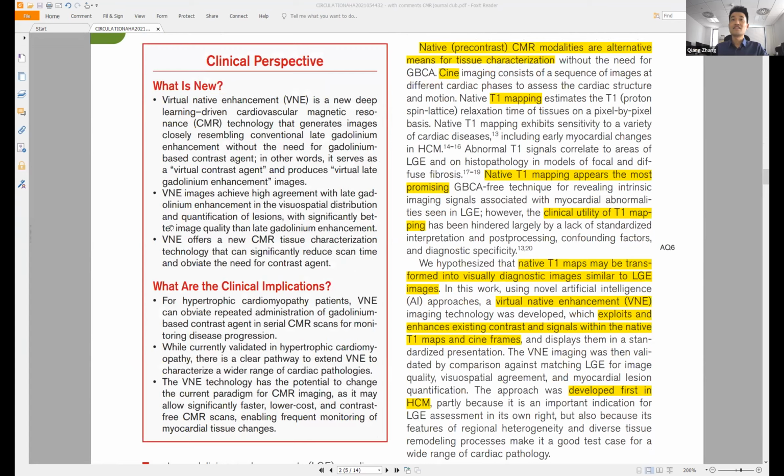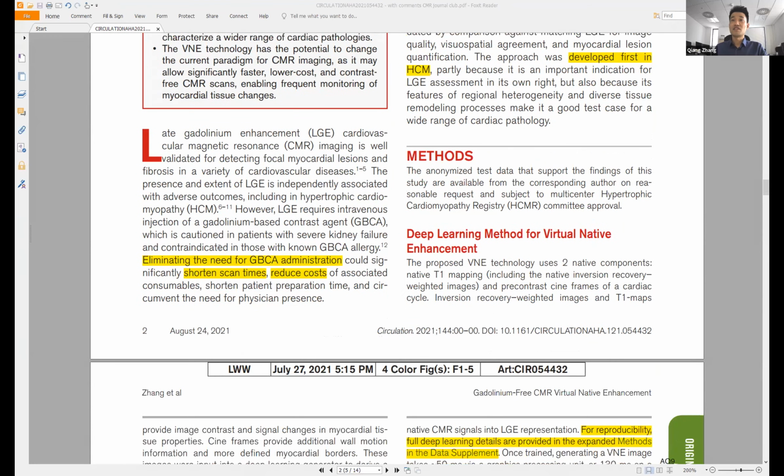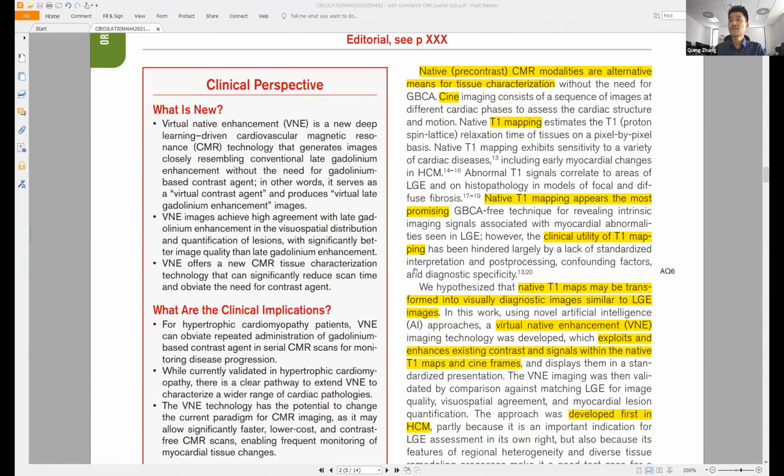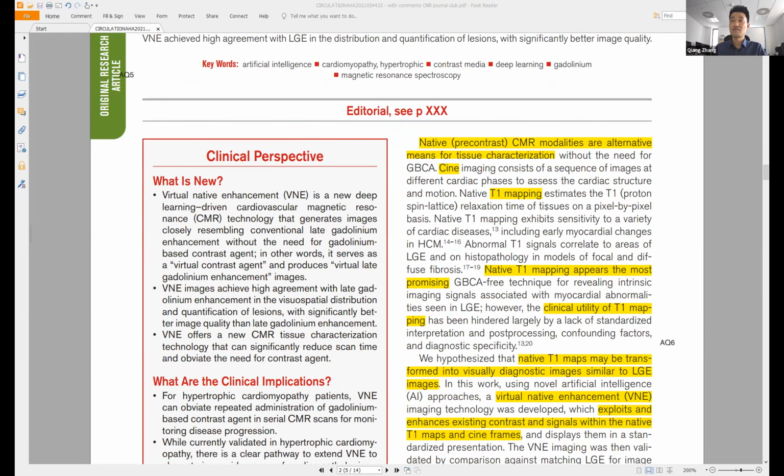As a background here, late gadolinium enhancement, or LGE, has been the clinical imaging gold standard for myocardial tissue characterization, but it requires the injection of a contrast agent, which has a few limitations. Therefore, eliminating the need for gadolinium administration can significantly shorten the scan times and reduce the cost. So native CMR or pre-contrast CMR are alternative means for tissue characterization. For example, there are cine imaging and native T1 mapping.